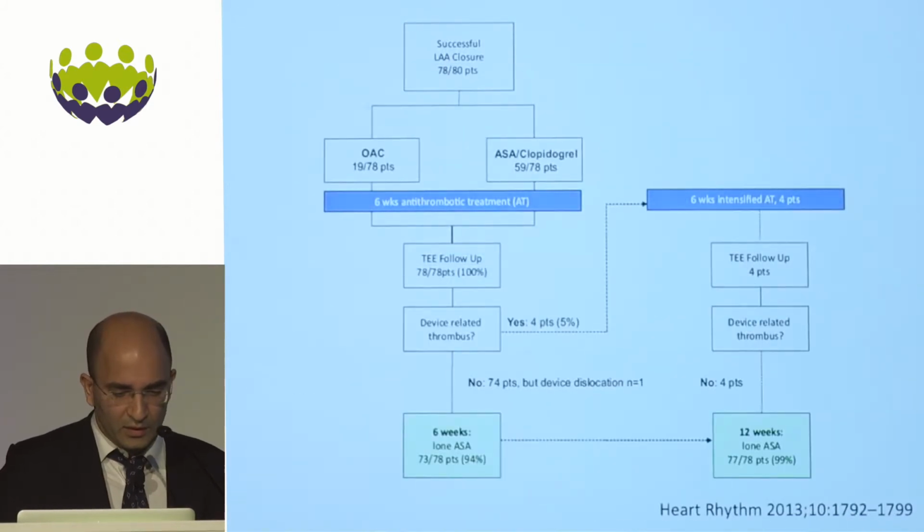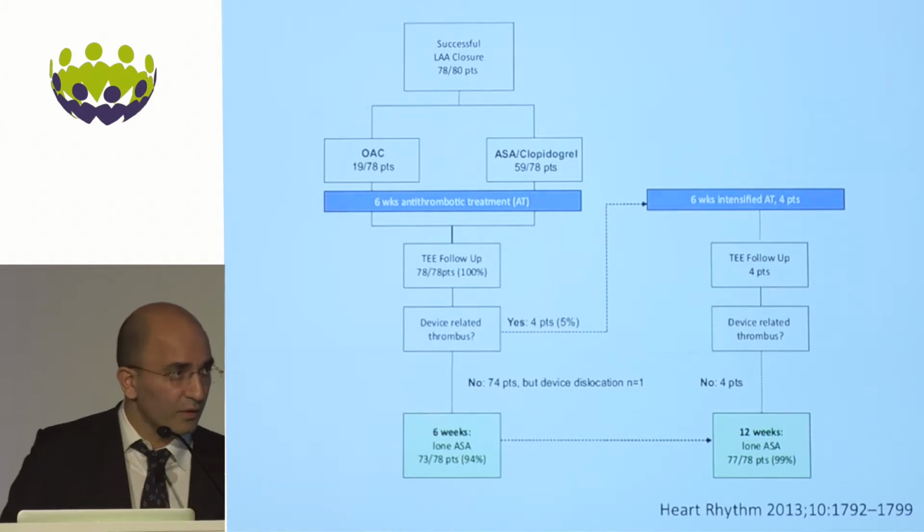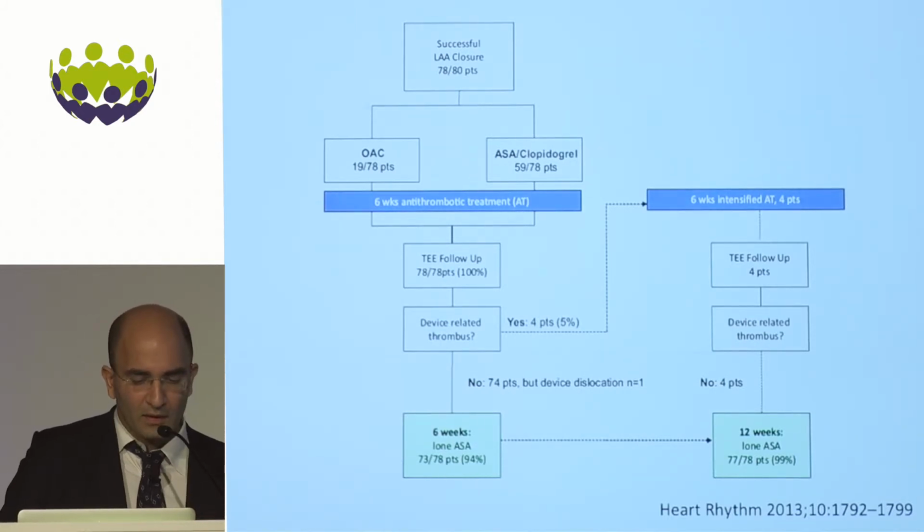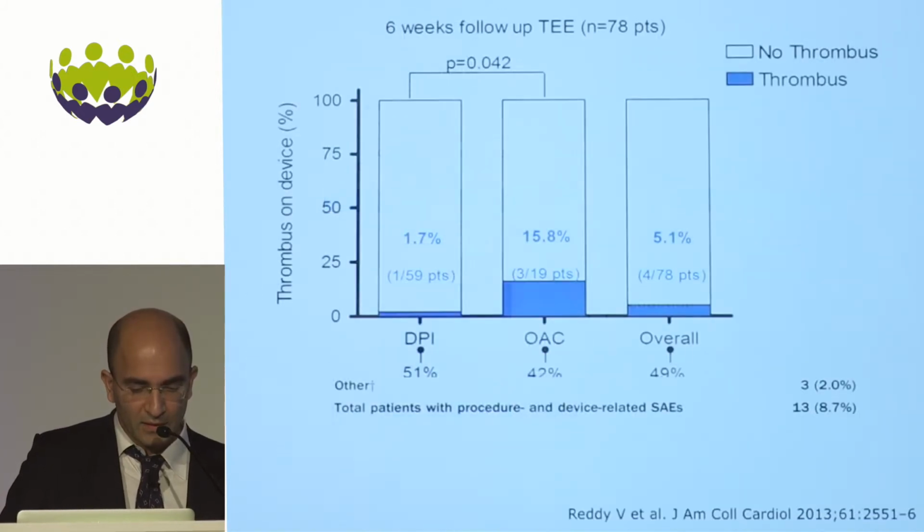What they found in the patients who were successfully implanted is that roughly 2/3 of the patients were on dual antiplatelet therapy and 1/3 on oral anticoagulation. They found only 4 patients who developed thrombosis, which represents 5% of this study population, and in whom they just gave an intensification of antithrombotic strategy, leading to thrombus resolution in all patients. So I think they have demonstrated that we can shorten the duration of antiplatelet therapy. That's a very interesting finding in this study.